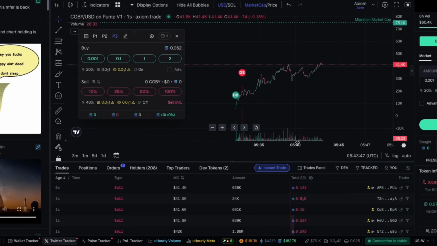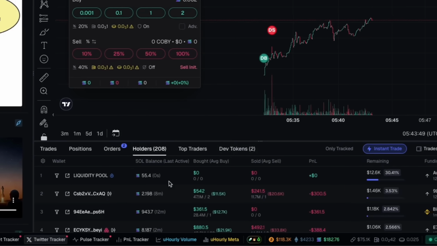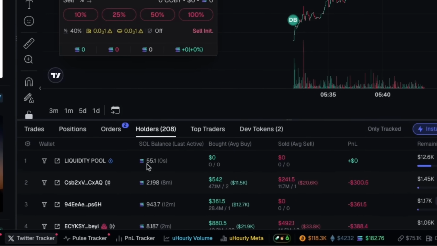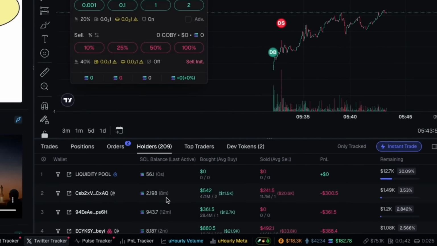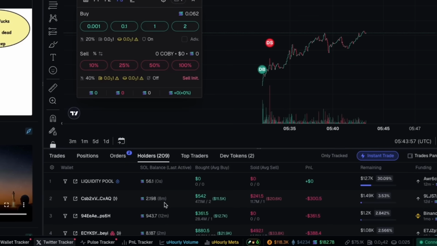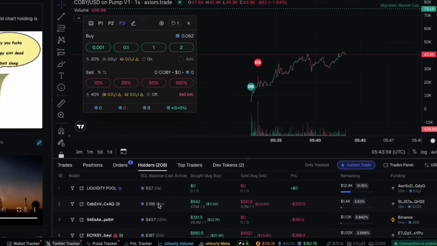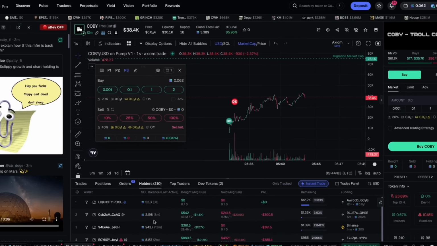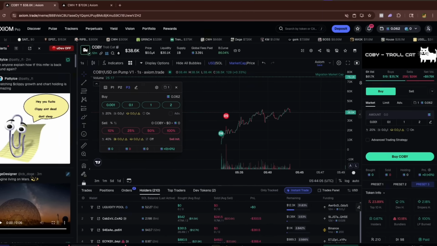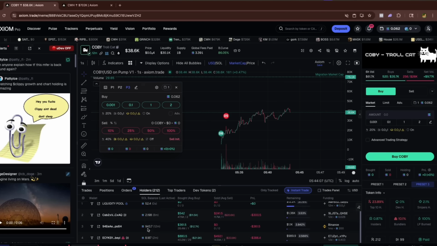Also look at the volume, make sure the volume looks natural, as well as holders. Because if you have a bunch of holders that have no SOL balances, then it's just a common rug. It's a very obvious rug. And the reason why is that, for example, if someone has like 10 SOL in their wallet, 20 SOL, these seem like all right holders.